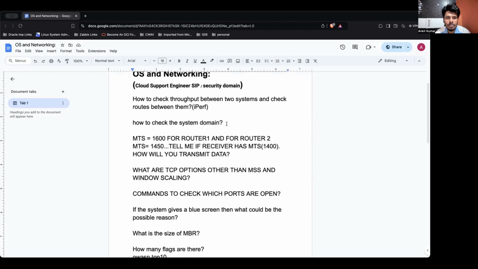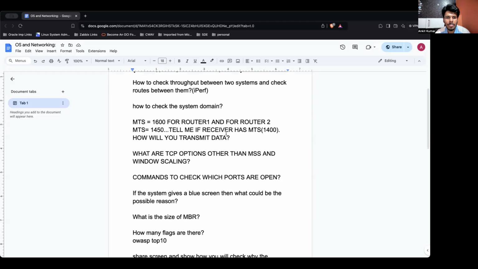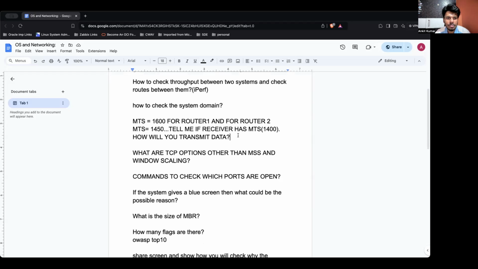Then the next question is how to check the system domain. The next question is if MTU is 1600 for router 1 and for router 2 it is 1450, tell me if the receiver has MTU 1400, how will you transmit data. I have no idea about this, but even if you don't, you can just Google it, or ask ChatGPT the same question and you will get a better answer there.